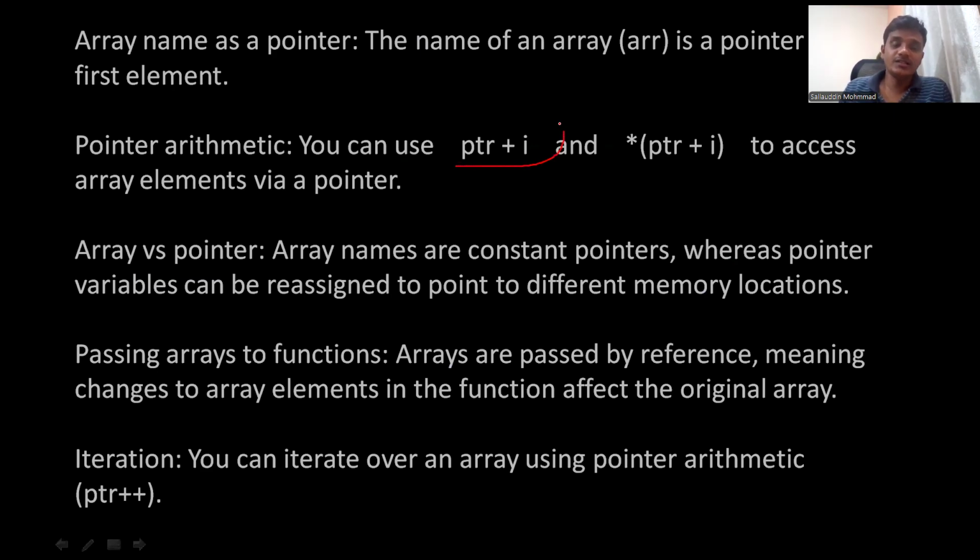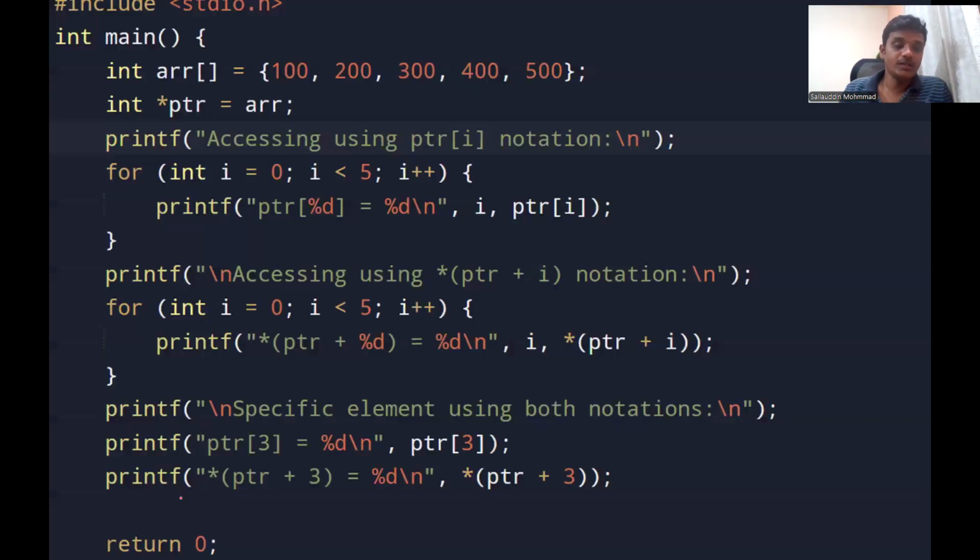The next one. I think you understand this kind of notation. This is mostly the notation we prefer to use to access the array elements or to reach index to index addresses. So all those things we are able to do. You can also iterate over an array using pointer arithmetic like pointer plus plus. Now let us practice one problem.